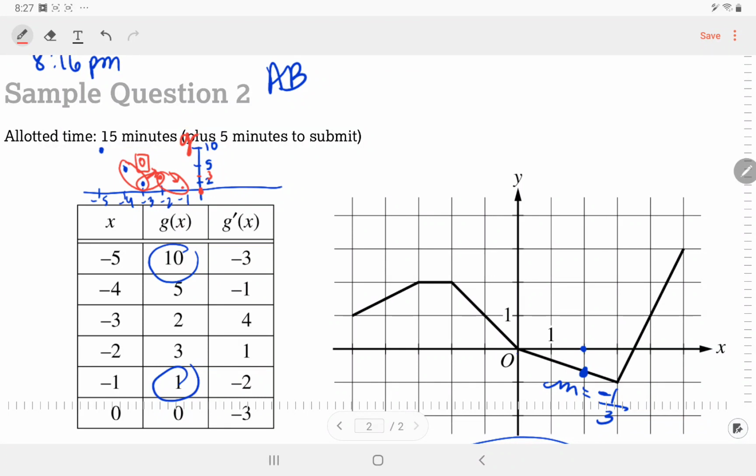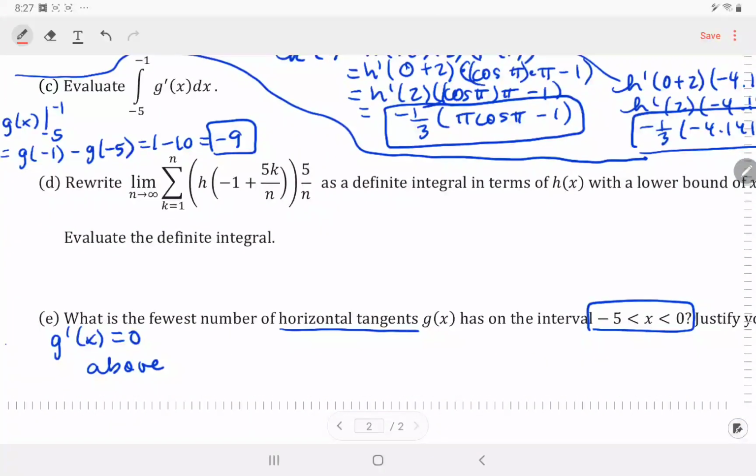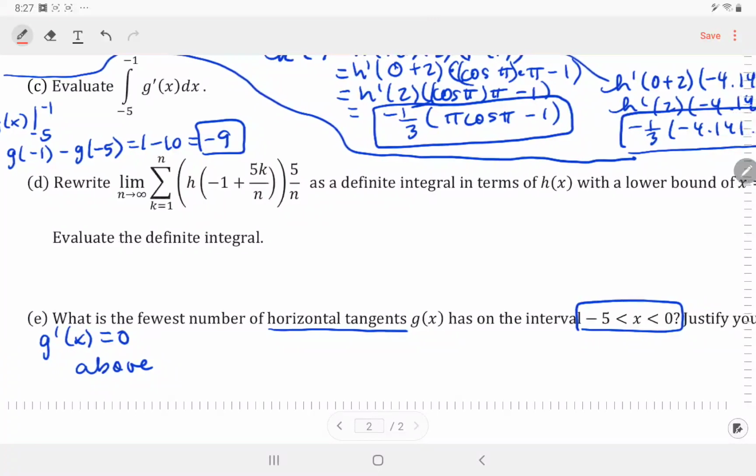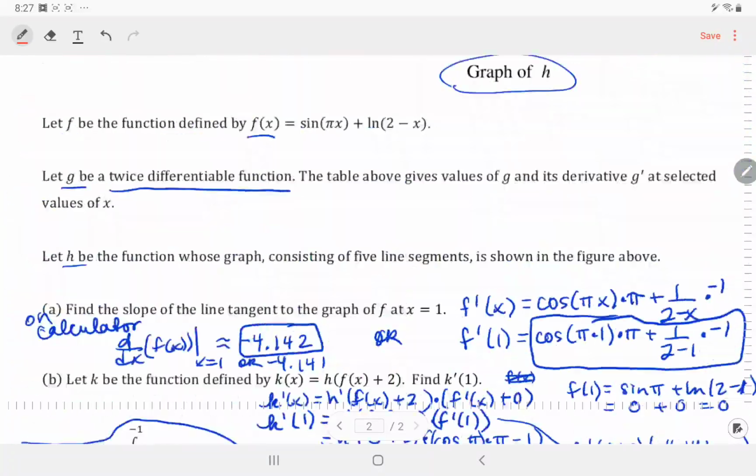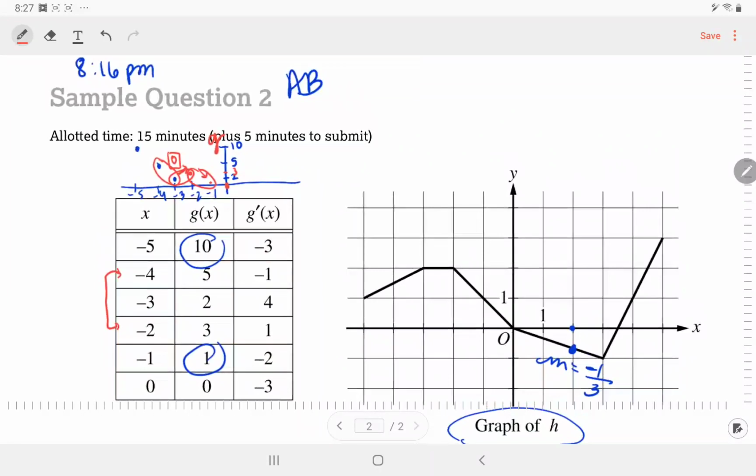So I've got 2. I've got 1 between this section. And then I have another separate one. It could be the same one. No, but I think I have to have a minimum and a maximum. I gotta have a minimum and a maximum there. It goes down, then it goes back up, then it goes back down. I gotta have 2. So I think the answer is 2. Justify your answer. How am I going to justify my answer here?